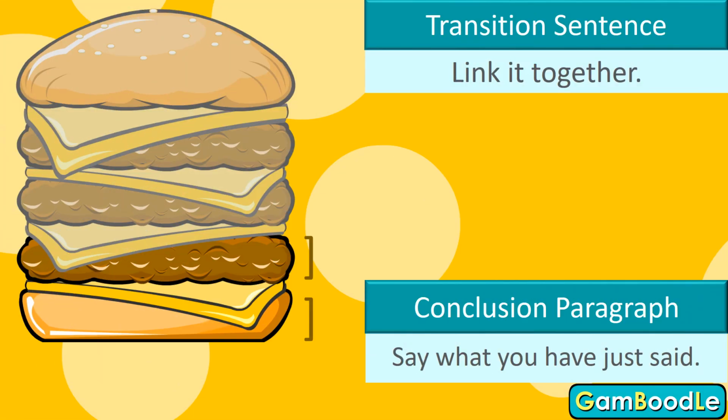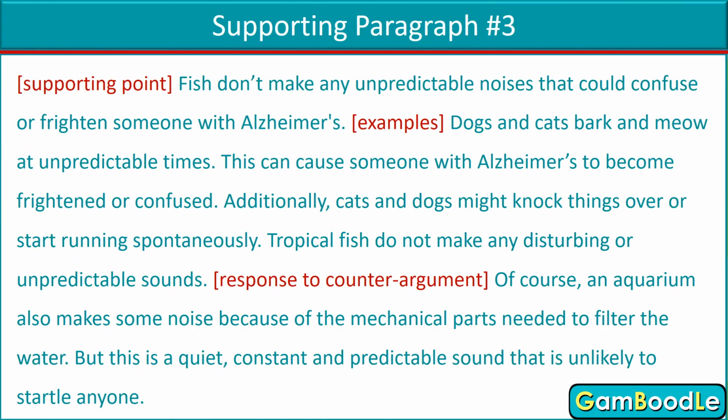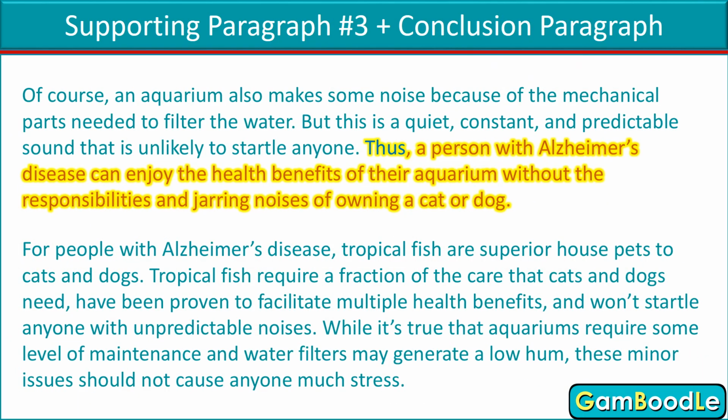Let's now add a transition sentence to connect the third supporting paragraph to the conclusion paragraph. Take a moment to review the completed paragraph for the third supporting point. We can use the following transition sentence to link the final two paragraphs of our essay. Take a moment to review the bottom half of the third supporting point paragraph and the completed conclusion paragraph.